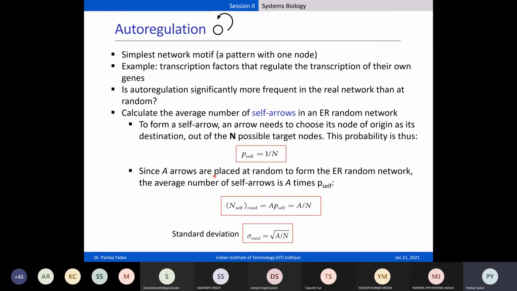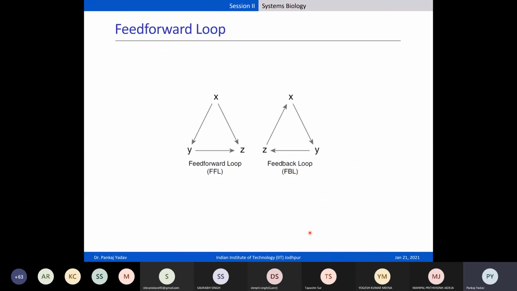Now, since a arrows are placed at random to form the ER random network, the average number of self arrows is a times p self. Very straightforward. We just calculate it by multiplying the probabilities. So a by n will be the expected number of self arrows in a random network. We can also calculate the standard deviation, which is the square root of n self. And now we can just compare.